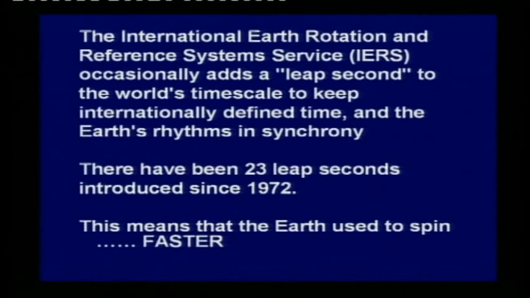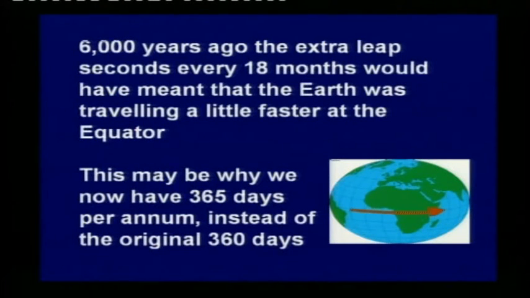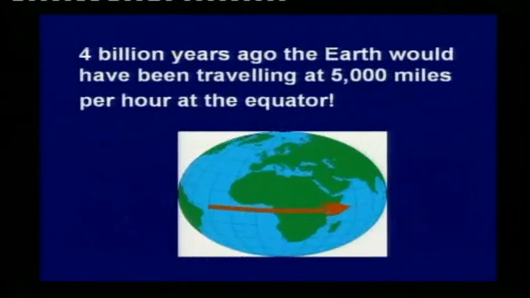So there have been 23 leap seconds introduced since 1972, which means that the Earth used to spin faster. It's slowing down, so it used to spin faster. 6,000 years ago, the extra leap seconds added every 18 months would have meant that the Earth was travelling a little bit faster at the equator. Just maybe, I don't know this is right, but that may be why we now have 365-day years instead of the original 360. I'm not sure if that's right, but that may be.